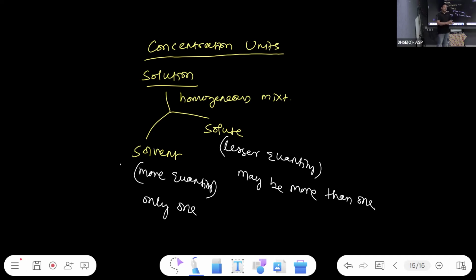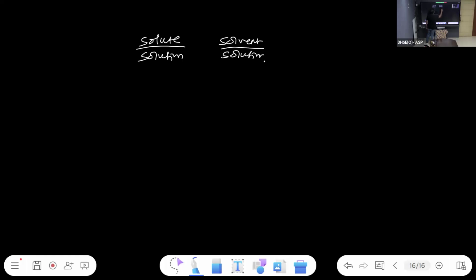So we said solute and solvent form a homogeneous mixture, which is a solution. In which way are we going to express the solute and solvent present in the solution? To express solute and solvent we need help from the concentration unit. The concentration unit will give the ratio of solute to solvent, or solute to solution, and solvent to solution.